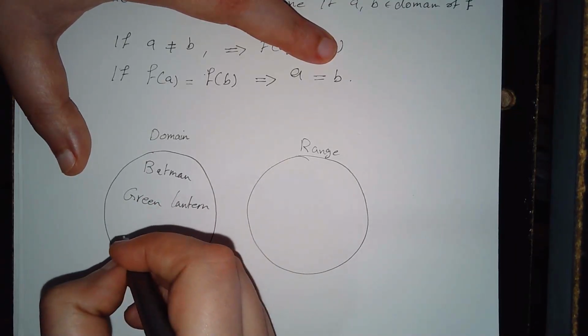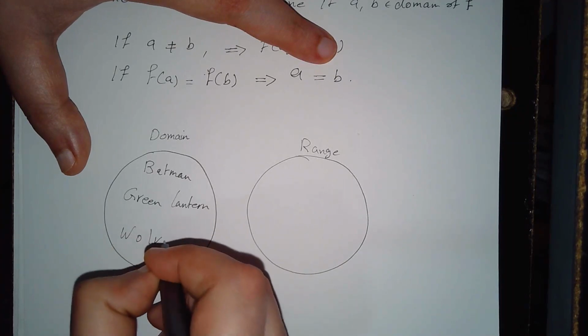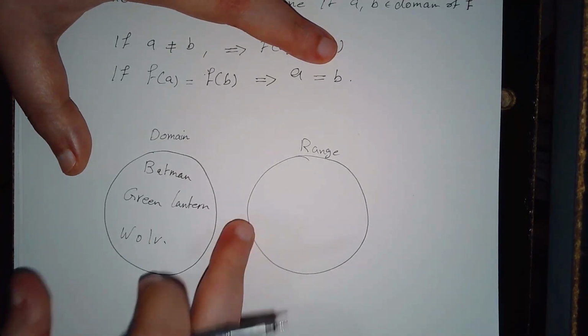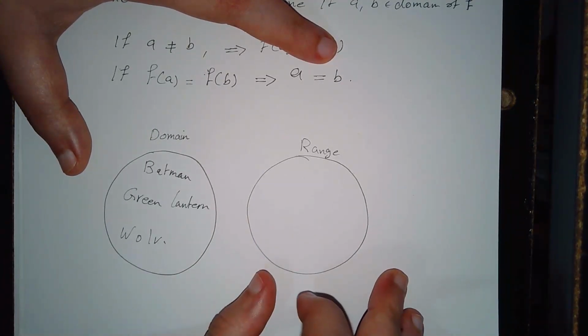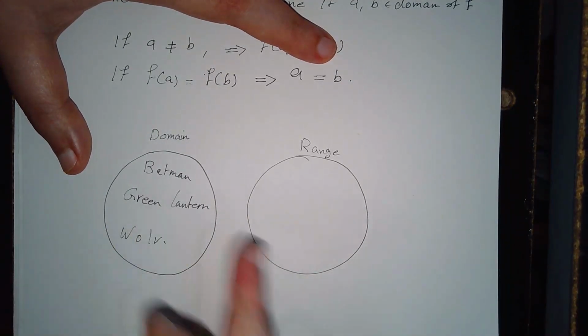And the third one is Wolverine. Yeah? So, we'll call this a superhero group. This one would be my villain group. So, we'll see the villains of these guys.